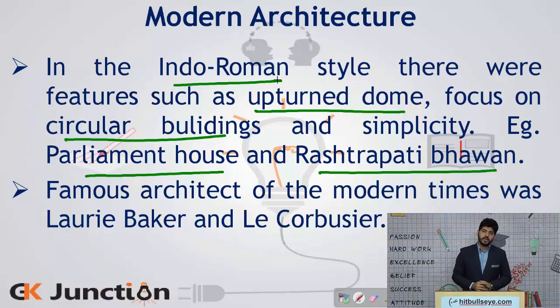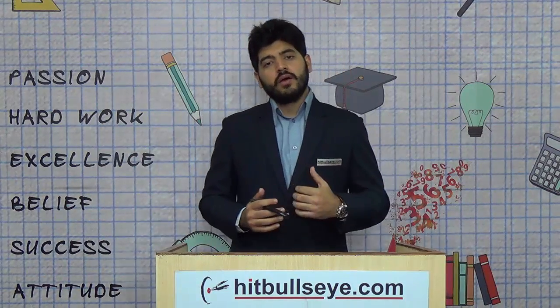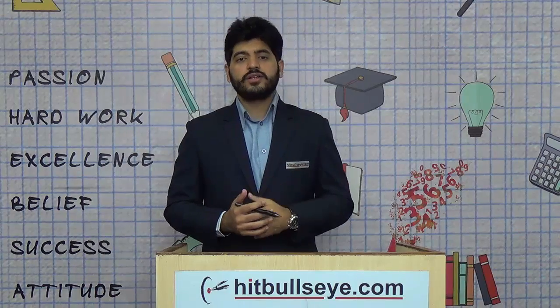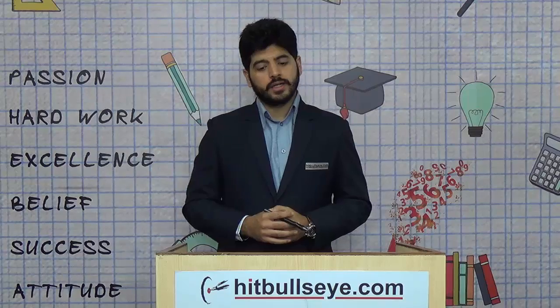And while discussing the style of architecture that the British had brought into the country, we should also be aware that the famous architects of the time were two, namely Le Corbusier and secondly Laurie Baker. So this is the type of modern architecture followed by us on the lines of the Iberian style and the British style that we are following in the country.